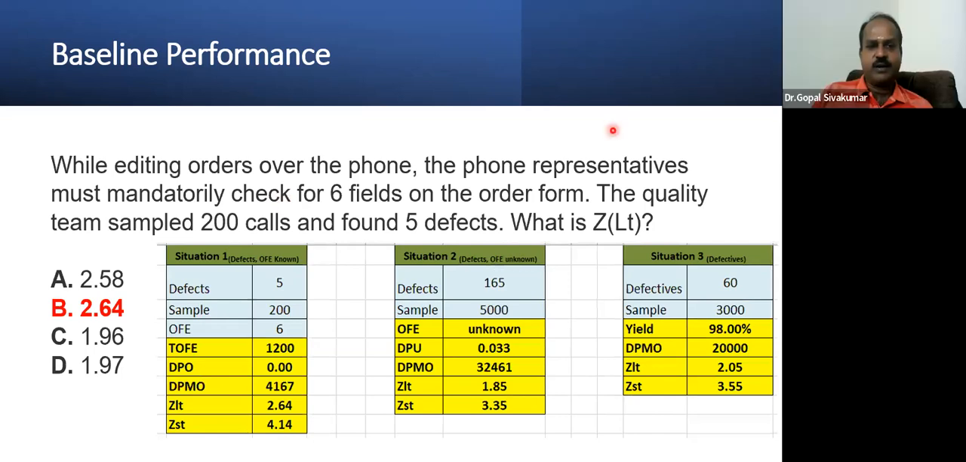While editing orders over the phone, the representative mandatorily checks 6 fields. That means opportunity for error is 6. The quality team sampled 200 calls. Sample size is 200. And overall, they found 5 defects. When I type these 3 values, all these values will populate. What is the question? What is ZLT?